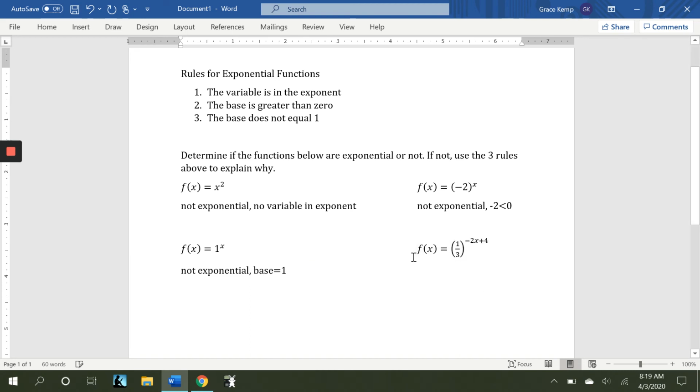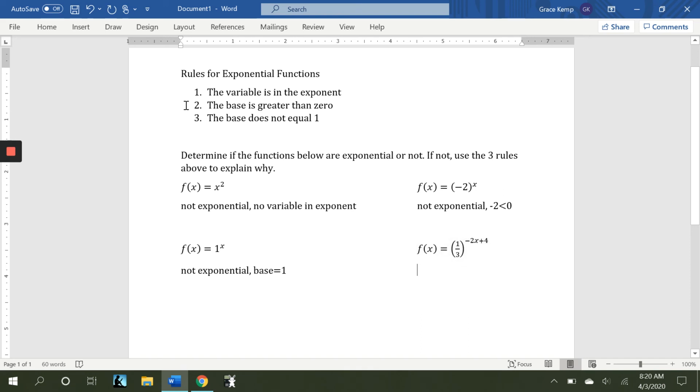All right, and then we come over here to our very last function. We have f of x equals 1/3 to the negative 2x plus 4 power. We're going to go through and check each of these rules. So rule 1, the variable is in the exponent. In this function, our exponent, or our power, is negative 2x plus 4, and somewhere in this power, we have an x right here. So the variable is in this exponent, and we're good for rule number 1. Even though there's other things happening in the exponent, the only rule about the exponent is that it has to have the variable. As long as that's true, we're good.